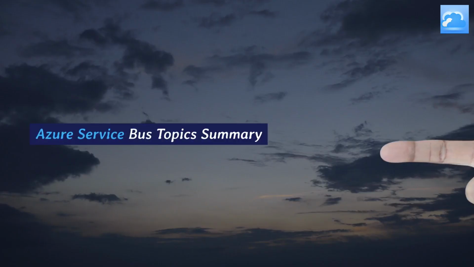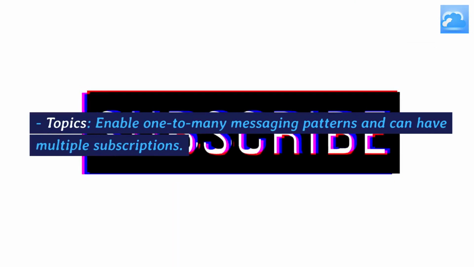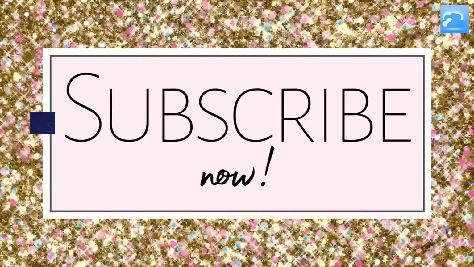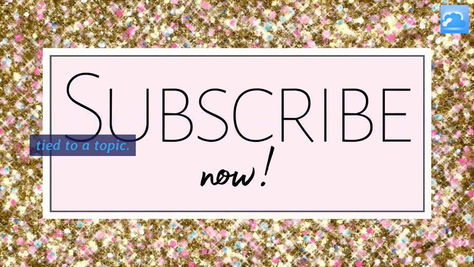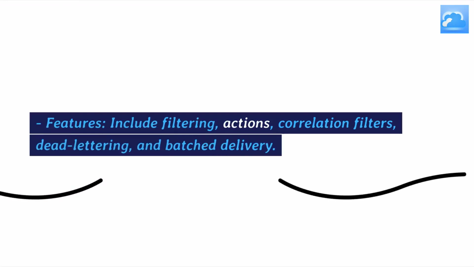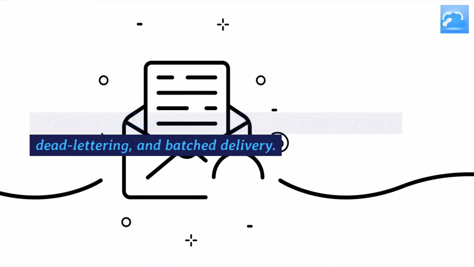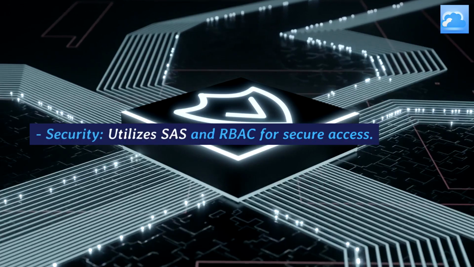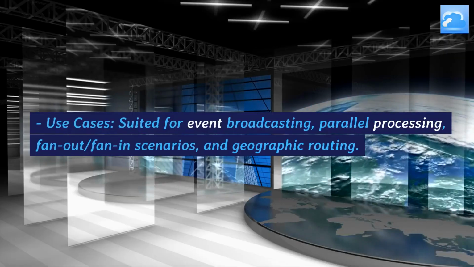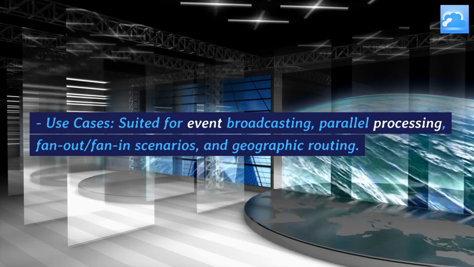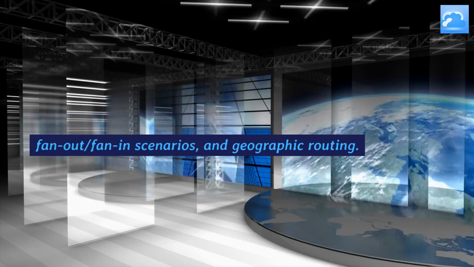Azure Service Bus Topics Summary. Topics enable one-to-many messaging patterns and can have multiple subscriptions. Subscriptions: named, independently configurable entities tied to a topic. Features include filtering, actions, correlation filters, dead lettering, and batched delivery. Security utilizes SAS and RBAC for secure access. Use cases suited for event broadcasting, parallel processing, fan-out/fan-in scenarios, and geographic routing.